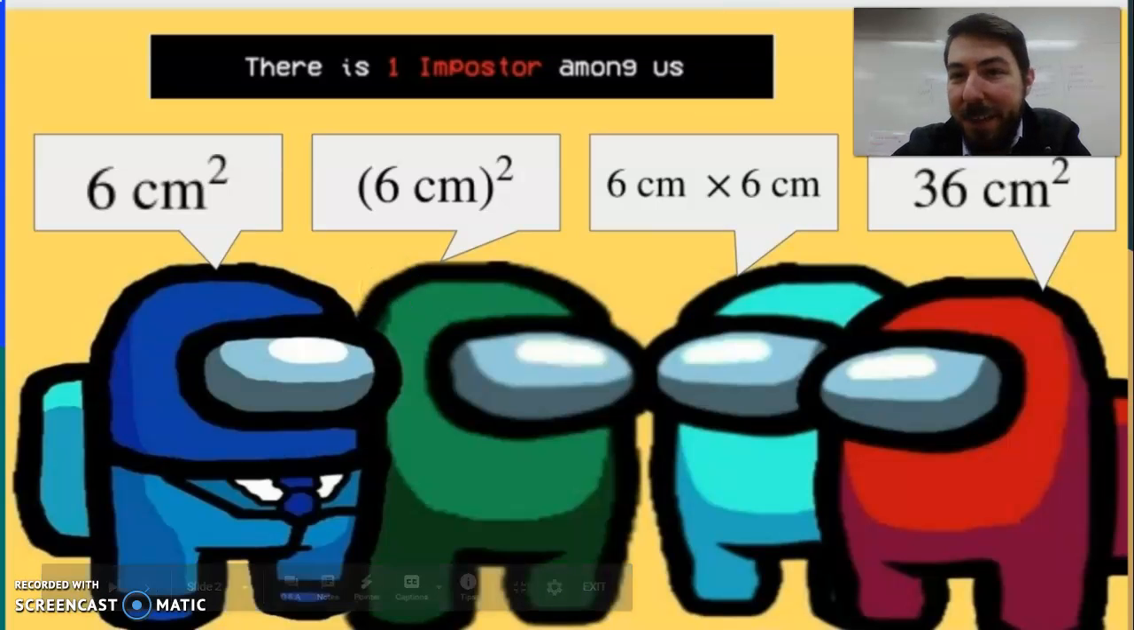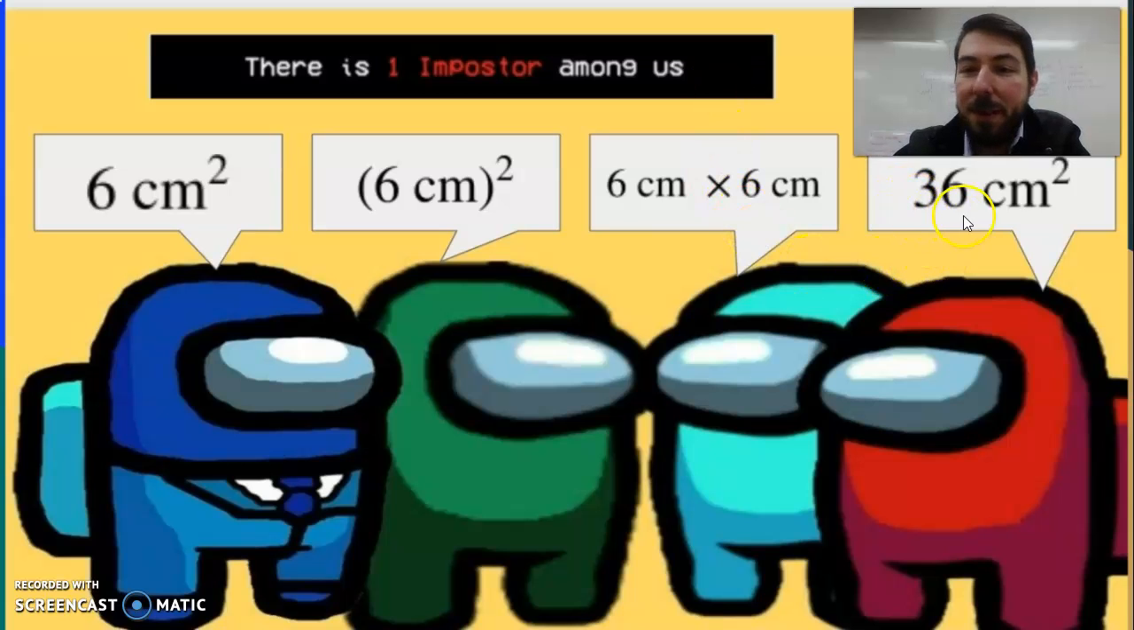So this is just a funny meme that I came across. If you're familiar with the game Among Us, it involves people doing tasks on a ship, and there are a couple of imposters that are trying to kill the crewmates that are doing their tasks. So there's 4 here. One of them is an imposter. Can you figure out which one it is?